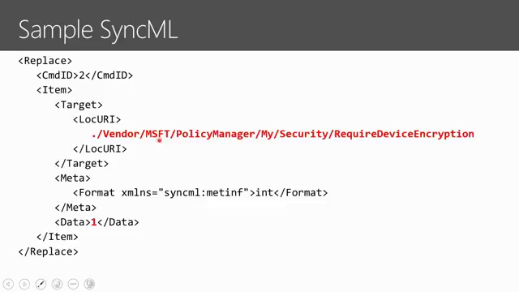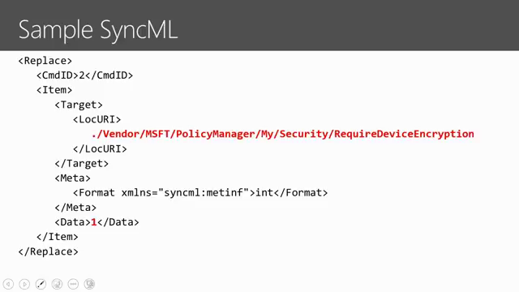Really, the only thing I want you to look at are the two things in red. The first thing, it's under URI there. So it starts with ./vendor, but the important part is where it says require device encryption. And now at the bottom, you'll see under data, it has the character 1. So we're basically pointing at require device encryption, setting it to 1. Pretty straightforward.